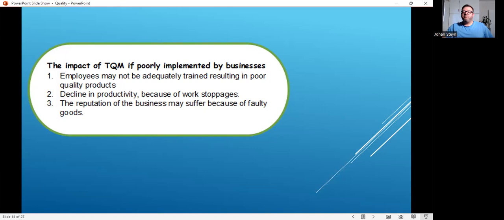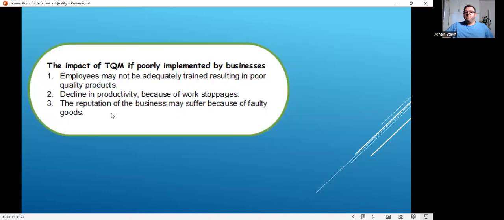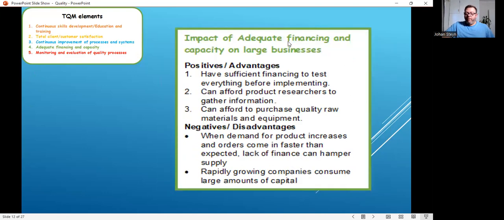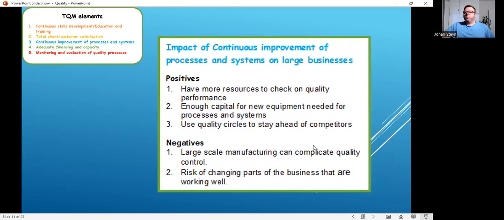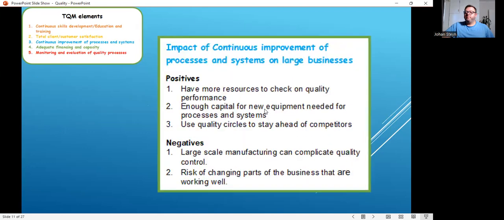If productivity decreases in the business, it can be because of work stoppages. So that means if we go back, you haven't checked the processes properly, and that could be a problem. The reputation of the business may suffer due to faulty goods. So that means the goods wasn't checked properly, the monitoring and the evaluation of the quality process didn't work, or there wasn't adequate financing, so people cut corners, or you used the wrong technology, or the skills that was supposed to be put in place wasn't.